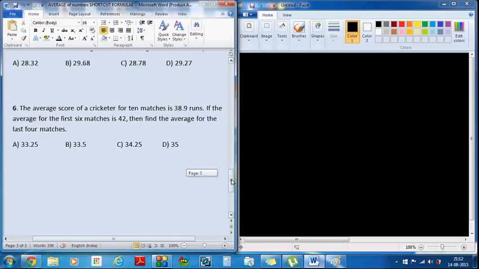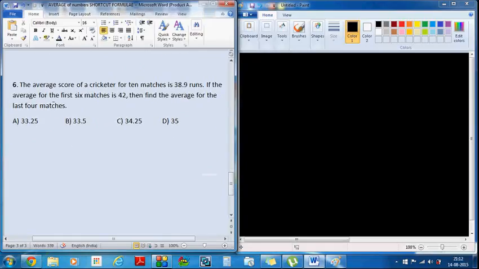So now number 6. The average score of a cricketer for 10 matches is 38.9 runs. If the average for the first 6 matches is 42, then find the average for the last 4 matches. So for 10 matches the average score is 38.9. Here the average is given and the number of matches is 10.